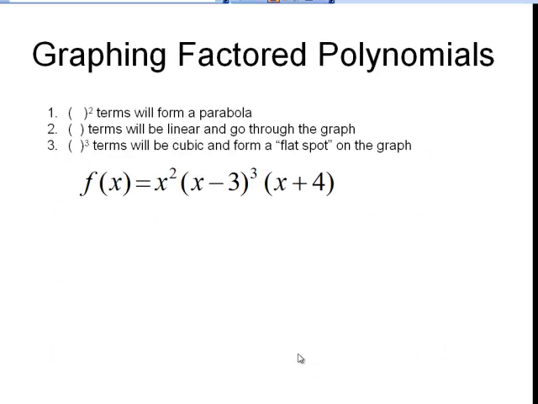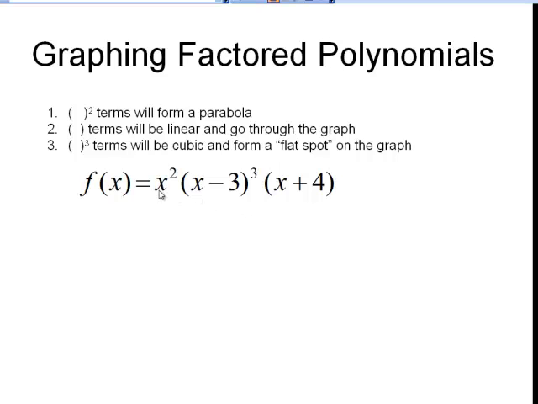Okay, now specifically, if you have a factored polynomial, it gets more complicated. If you have a square, it's going to look like a parabola, which is U-shaped. If it just has a first power, it's going to be a line, which is linear. Third powers are cubic, and cubic functions go down and flatten out. So we have x squared, x minus 3 cubed, and x plus 4 to the first.